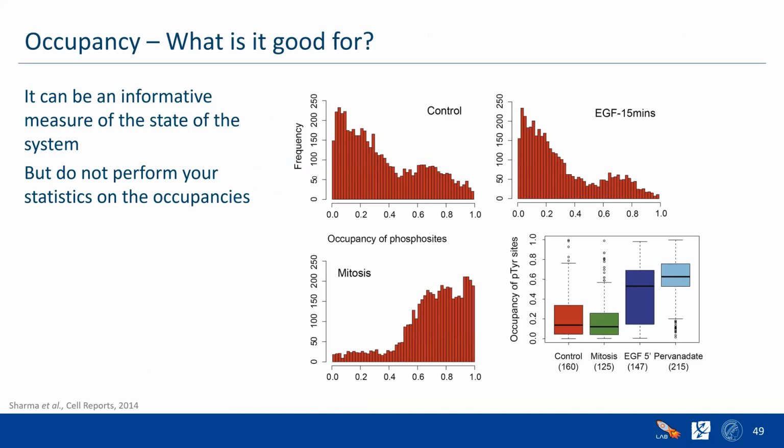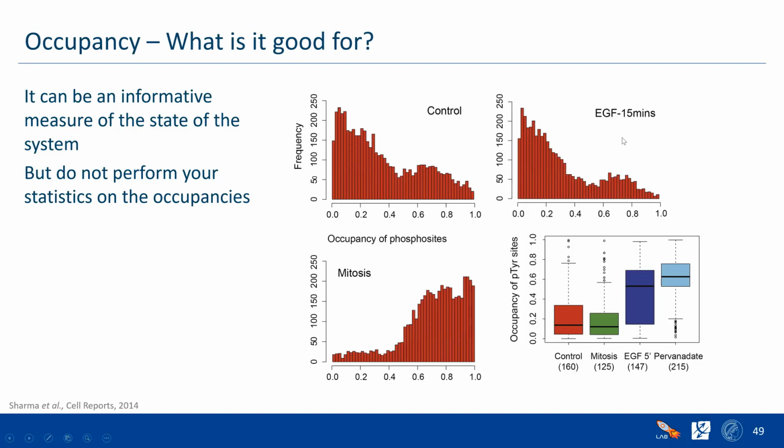But as you will see in tomorrow's Perseus tutorial, we perform the statistics, in terms of ANOVA and so on, on the intensities columns, not on the occupancy. On the Curtis paper, the occupancy of phosphorylated peptides is shown on the x-axis, and then we have the frequency of this occupancy. In the control group, we didn't do any stimulation. In mitosis, we know there are a lot of phosphorylation events occurring, and we can see the changes compared to the control group.